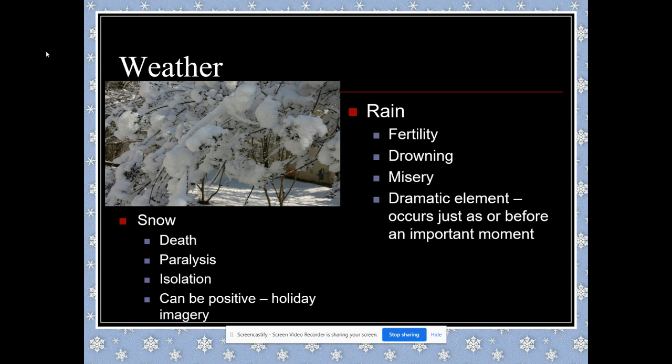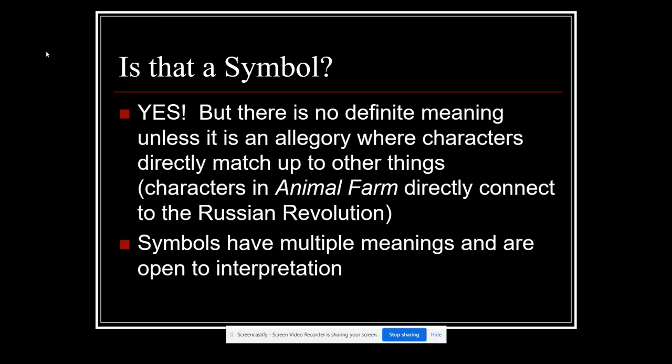So depending on how the snow is used or how winter imagery is used, that's going to indicate a certain kind of meaning. Rain also is usually about images of springtime and fertility, but it can also indicate drowning or misery. In many Gothic novels, a rainstorm will happen, a crack of thunder might happen just before a moment of important plot. So it could be there for emphasis. So you want to be thinking about whenever weather is described, how is it being used? What is the symbolism?